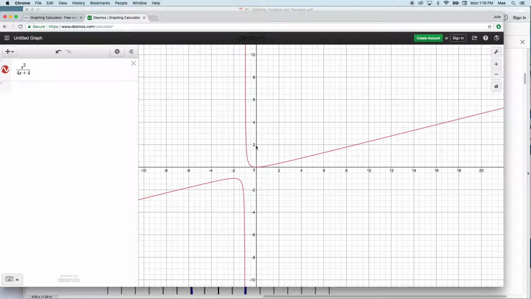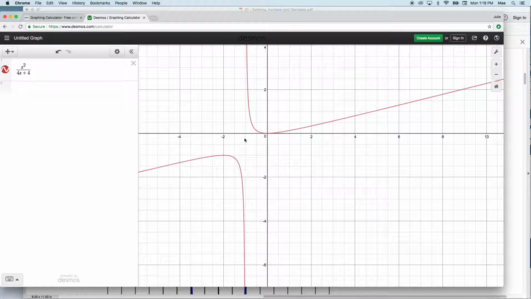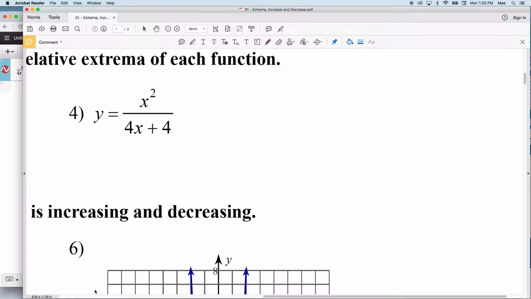And looking at this graph, we're going to have one relative maximum and one relative minimum. And if you remember from our previous worksheet, we'll have a point of discontinuity at x equals -1. Our relative maximum, looking at the function on the left-hand side, it's increasing till it reaches a certain point, and then the values begin to decrease. And that point is (-2, -1). So that's a relative maximum.